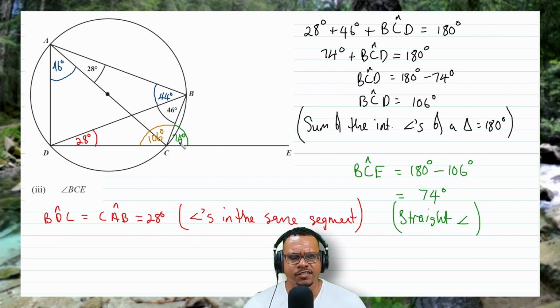What I could have also done is say that this is the exterior angle for this triangle here, and the exterior angle is equal to the sum of the two interior opposite angles. Could have also used that reason as well. So after finding out that here is 28 degrees, I didn't need to find this 106 degrees. All I have to say is this exterior angle is equal to the sum of the two interior opposite angles. So angle BCE is equal to the 28 plus 46.